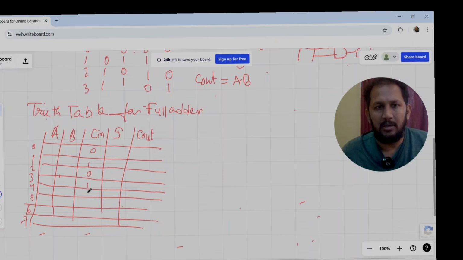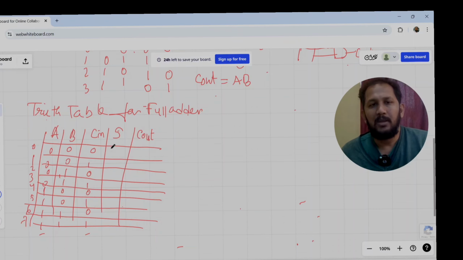C in: 0, 1, 0, 1, 0, 1, 0, 1. B: 0, 0, 1, 1, 0, 0, 1, 1. A: 0, 0, 0, 0, 1, 1, 1, 1. So this is the easiest way to convert decimal to binary. The equivalent binary of 2 is 0, 1, 0, the equivalent binary number for 3 is 0, 1, 1, 4 is 1, 0, 0, and so on.